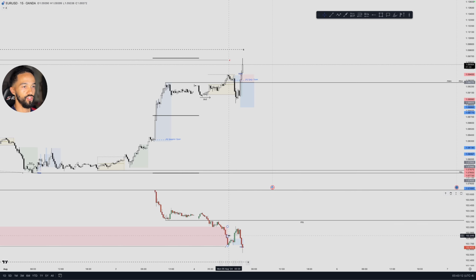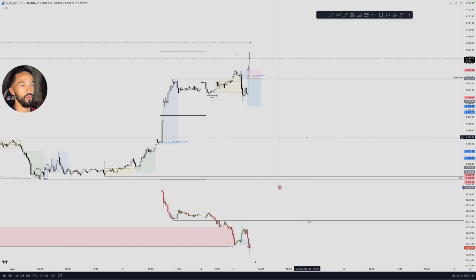DXY hadn't shifted bullish, so DXY respected its order block here and came back down for more sell side liquidity, as did EU, which came up for more buy side liquidity, which wasn't too surprising, I guess. We did kind of close as that sweep below the sell side liquidity on the 1 hour.